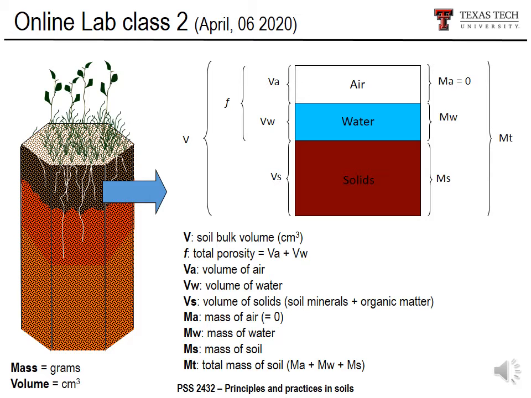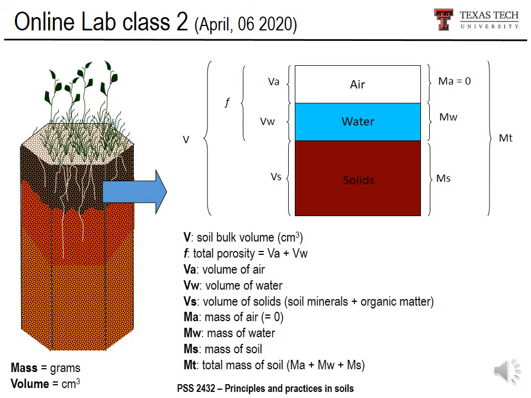Now please look at this scheme and look to the left side, and you have here the V. The V is the soil bulk volume in cubic centimeters, and F the total porosity. The total porosity is equal to VA plus VW. VA is the volume of air, VW is the volume of water. And VS is the volume of solids, soil particles, soil minerals plus organic matter.